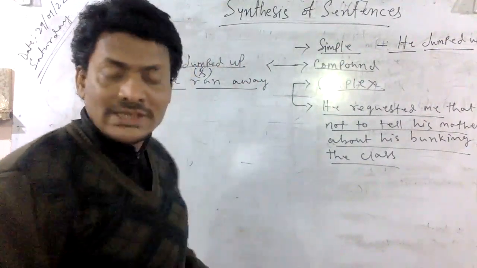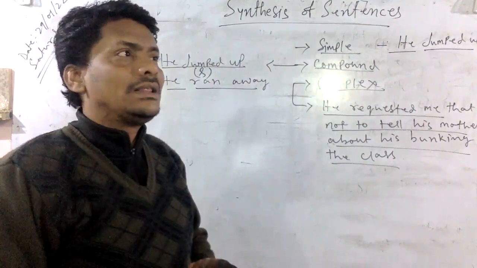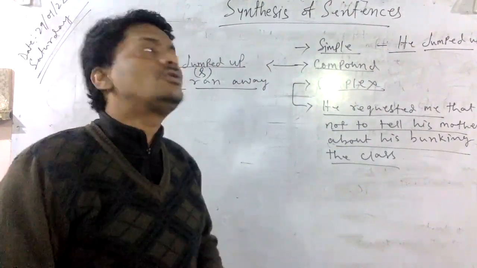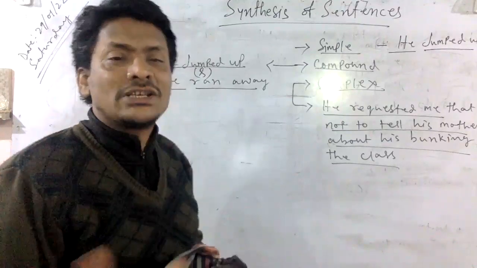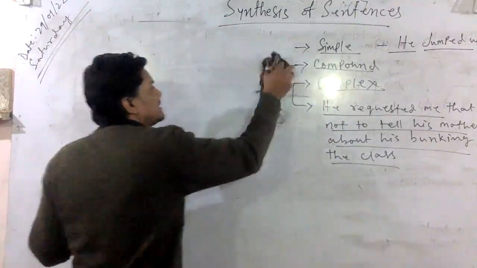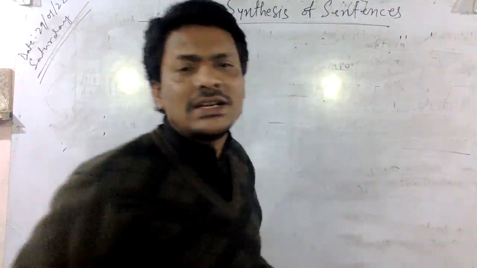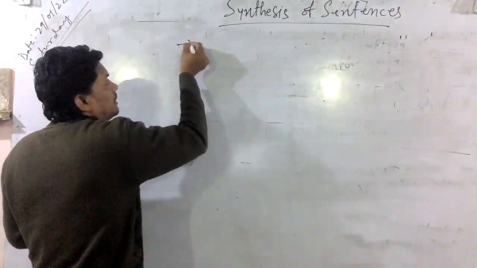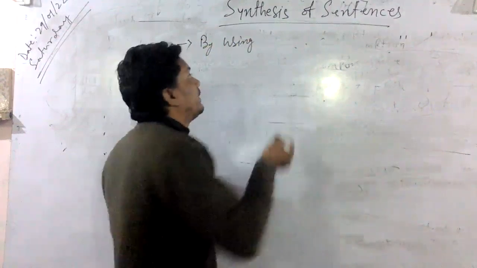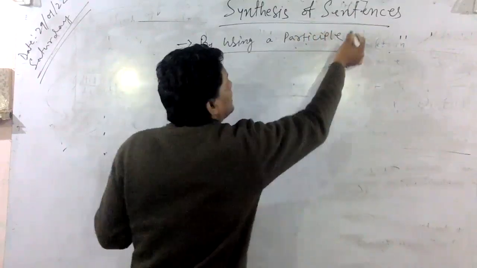But when we are talking about the synthesis of sentences, what we are trying to do is make a compound sentence into a simple sentence, or a complex sentence into a simple sentence, following some of the ways. The first one is using the method of participle. So now you must know what participle is all about.